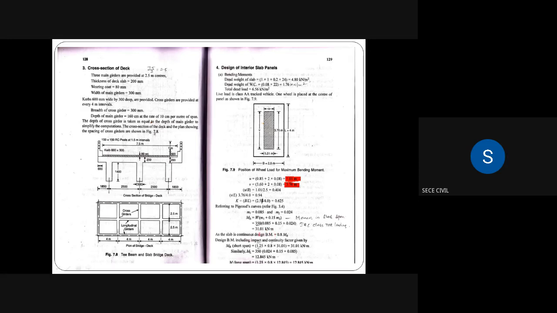So after calculating this, we have to consider the continuity factor and impact factor. Okay. The same moment only we'll get, 31.01 kilonewton meter. Similarly, moment in long span 12.845 kilonewton meter.